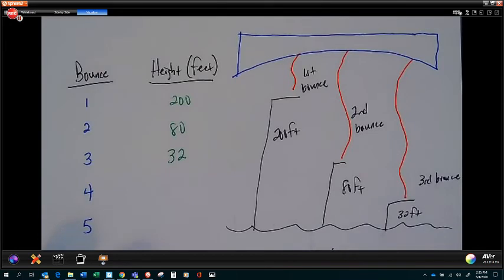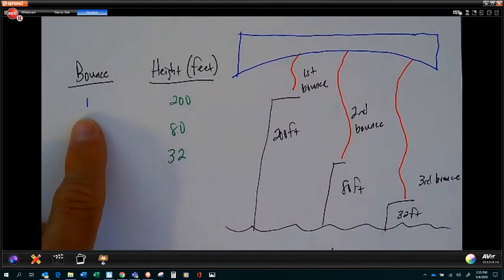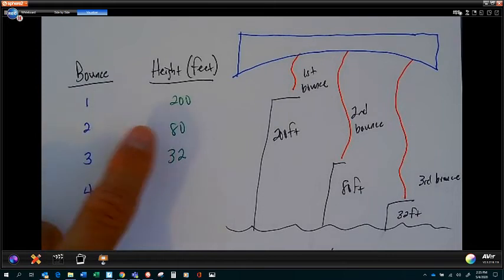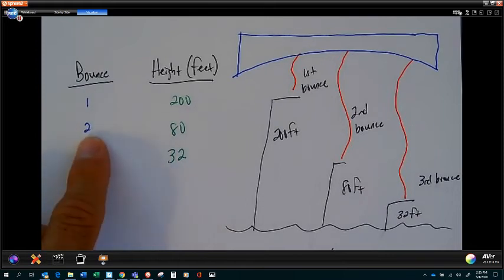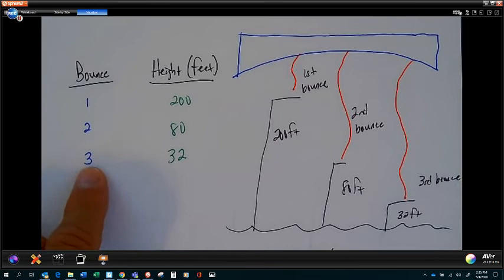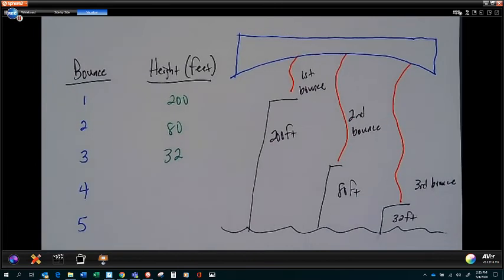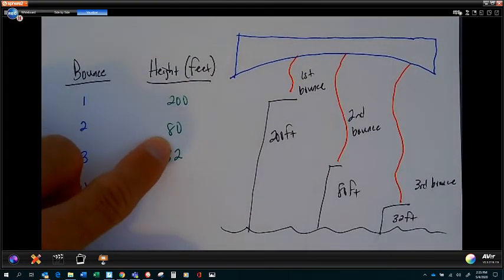Now here's my picture of this, and then my little chart. The first bounce, which is going to be the first term in the sequence, was 200 feet. Second term, or second bounce, was 80. Third term was 32 feet. Now I want to try and find what the fourth bounce would be and what the fifth bounce would be. Now to get my common ratio with this, you can see these are going down, so basically I'm dividing.